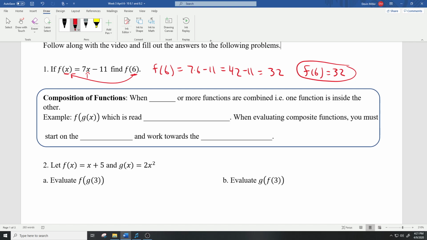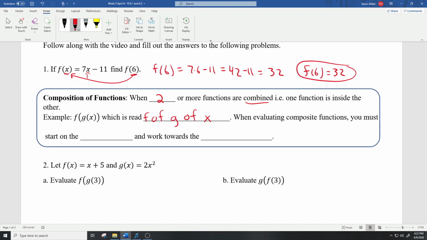So now we're going to move on to something called composition of functions or composite functions. So this is actually when you have the same kind of idea like f of 6, but it's when you have 2 or more functions that are combined, i.e. one function is inside the other. So what does that look like? Well, if you look down here as an example, you have f of g of x. That's how this is read, f of g of x.